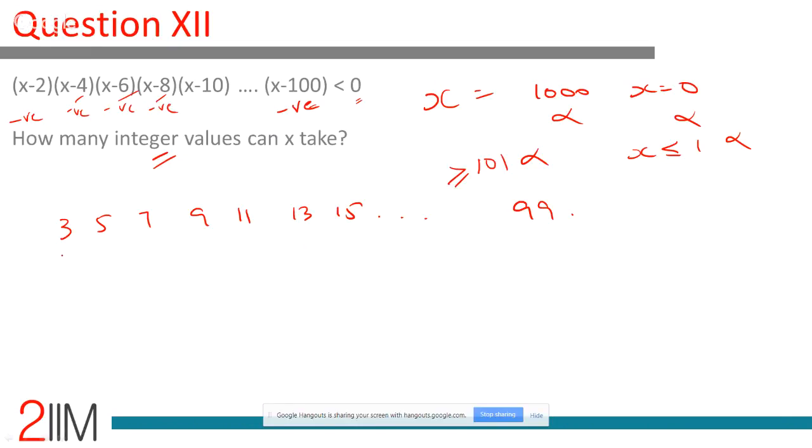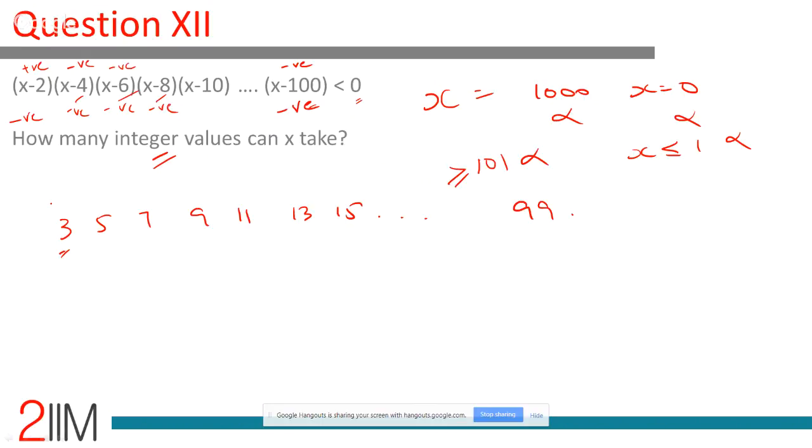Let's substitute x equal to 3. x minus 2, 3 minus 2, this will be positive. x minus 4, 3 minus 4 is negative. This is negative. Everything else is negative. So when x is 3, there are many negative terms and only one positive term. Now there are 49 negative terms and one positive term. The product now will become negative.